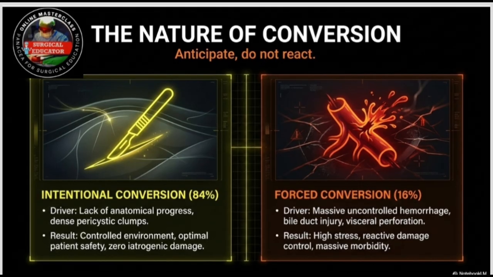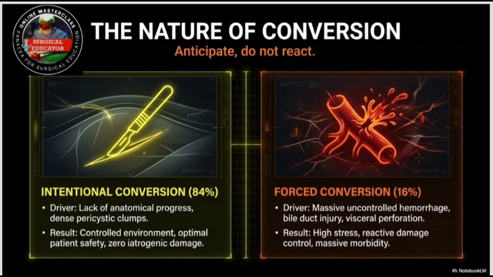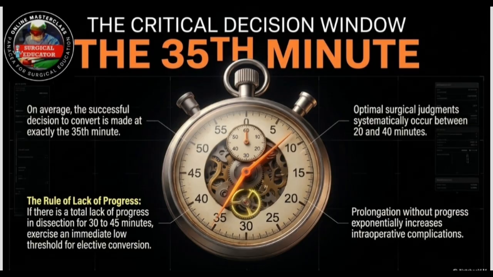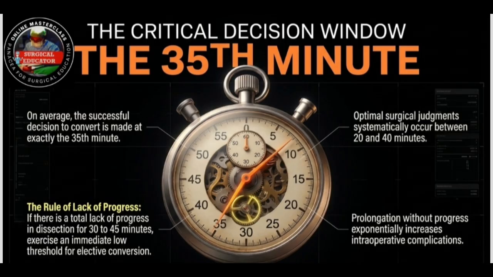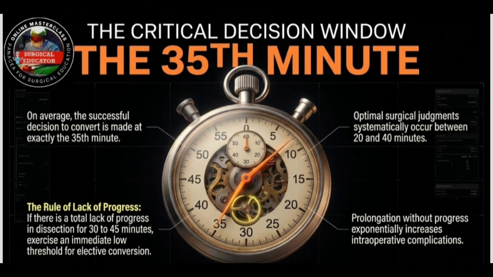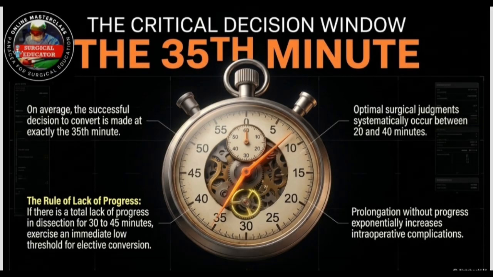So to stay in that calm 84%, we need a trigger point, a time to pull the cord. Let's call up slide 10, the critical decision window. The magic number is the 35th minute. Perhaps the most profound integration of data in the masterclass. It gives the subjective feeling of, this is too difficult, an objective timestamp. The slide details that successful decisions to convert happen at exactly 35 minutes. And we have the rule of lack of progress. If there's no progress for 30 to 45 minutes, exercise an immediate low threshold for conversion. Why the 35th minute? Let's talk about the sunk cost fallacy.